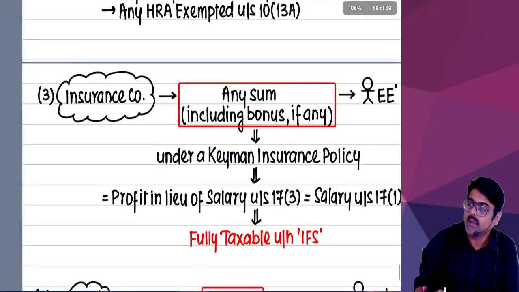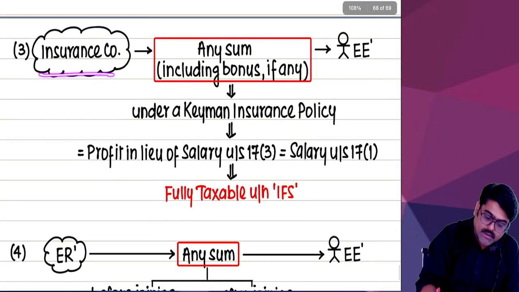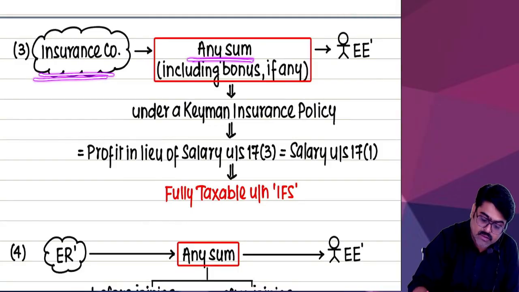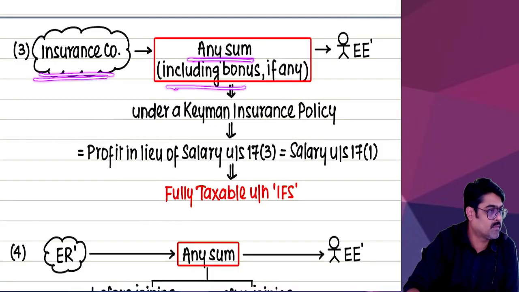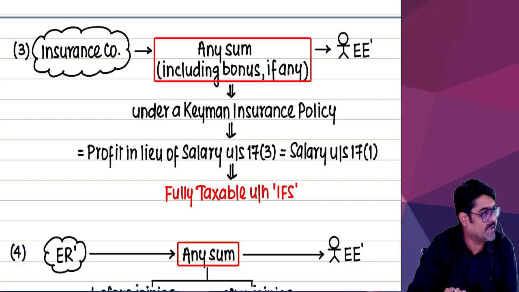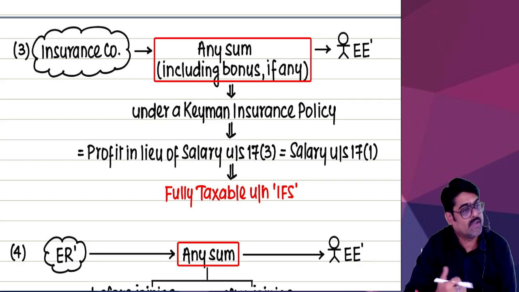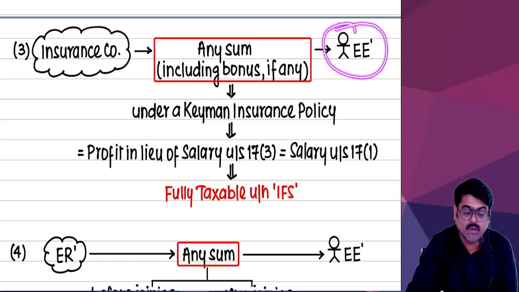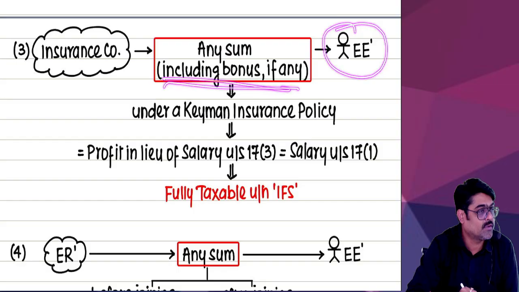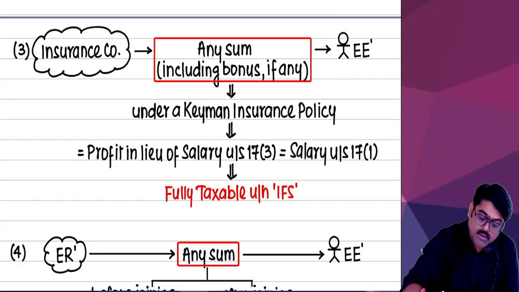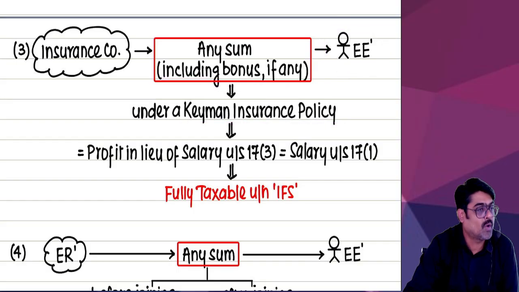Next one. Now some insurance company is giving any sum, including bonus. So you are getting some amount from the insurance company. You are an employee. You are getting some amount from the insurance company, but that amount is coming under a Keyman insurance policy. Which policy? Now we are going to discuss this Keyman insurance policy in detail when we do the income from other sources topic. Which topic?